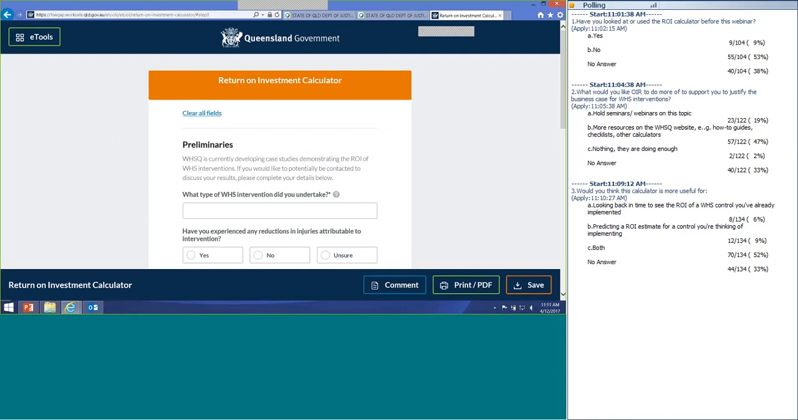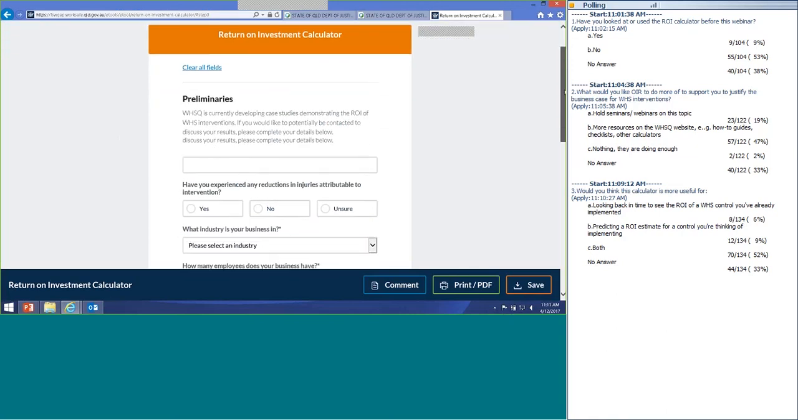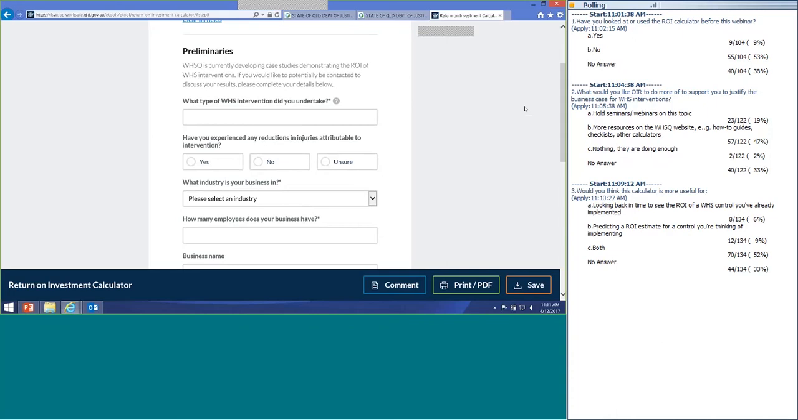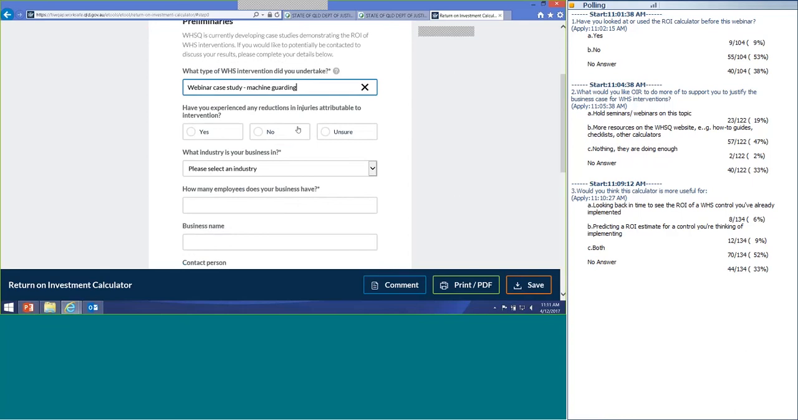we come to a preliminary page. And so this asks for basic demographic information. Obviously, for example, what type of health and safety intervention did you undertake? So we'll just put in a webinar case study, machine guarding, for example. Have you experienced any reductions in injuries attributable to the intervention? So if we were thinking that yes, we expect that this particular intervention will reduce, say, for example, 2 lacerations a year, we'll click yes. Sometimes you might not necessarily be able to predict whether it will reduce any injuries or illnesses in the workplace. For example, if you are implementing administrative controls, you might want to put no or unsure.